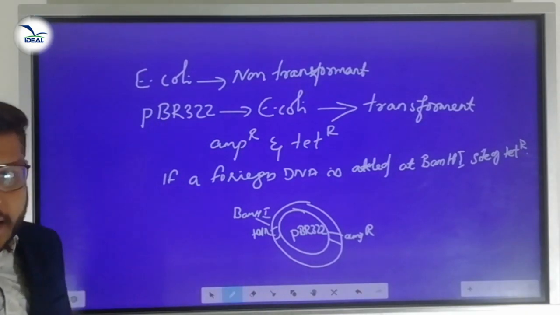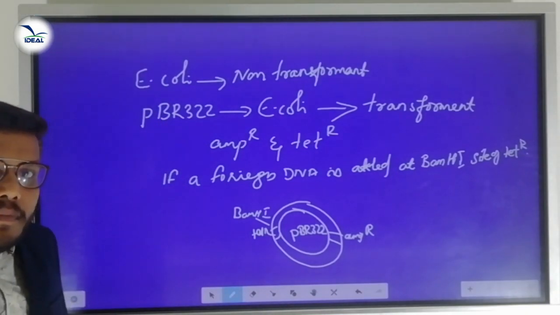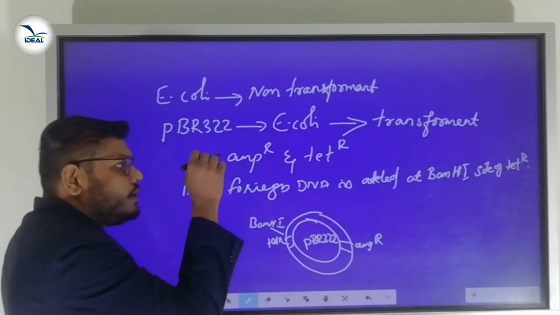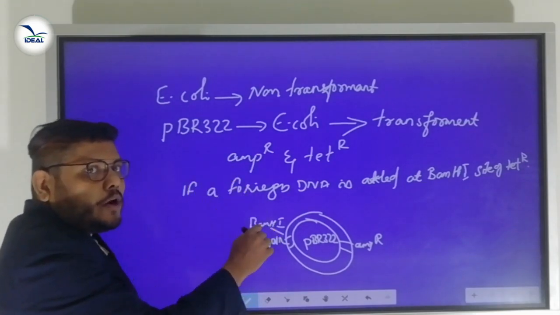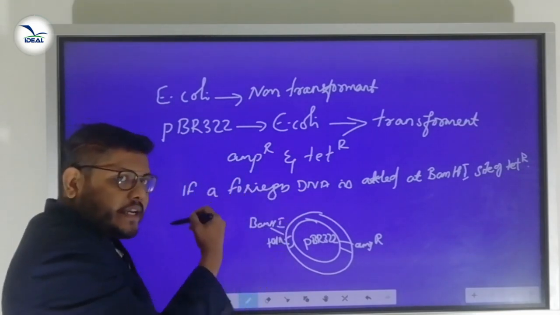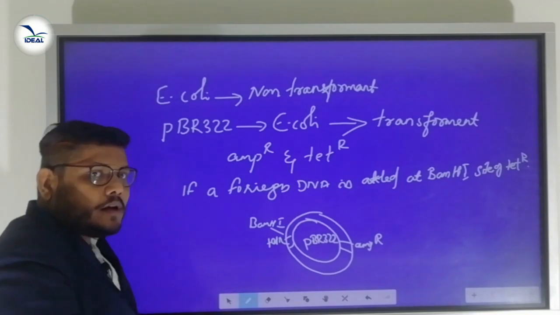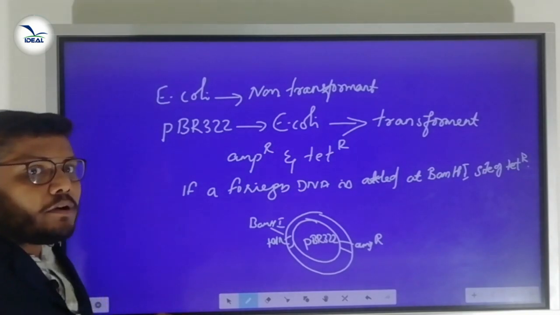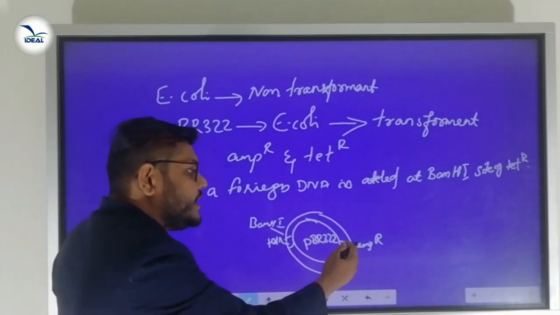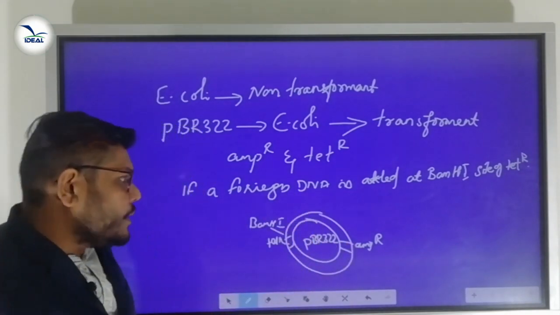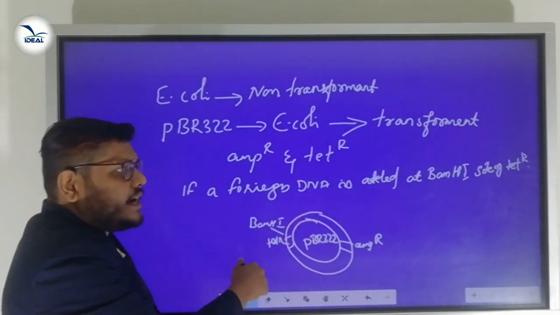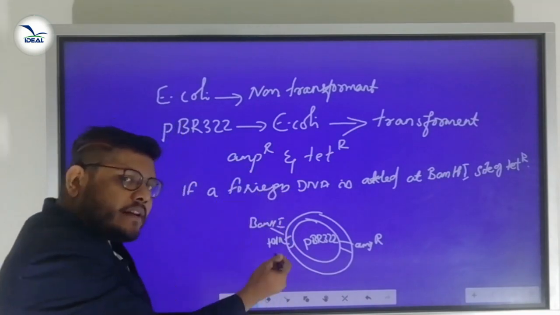Ampicillin resistant medium. Is it clear? Hence that particular bacterium will not grow on which medium? Tetracycline resistant medium. But that particular transformant grows on which medium? Ampicillin resistant medium. Because the foreign DNA is added at the BamHI site of the tetracycline resistant gene.